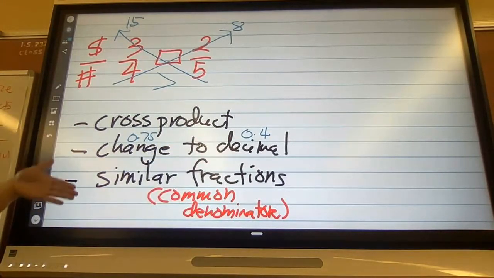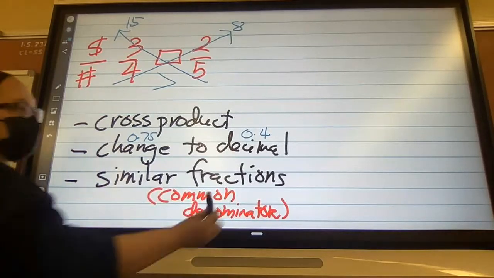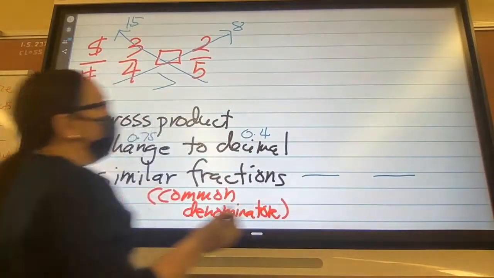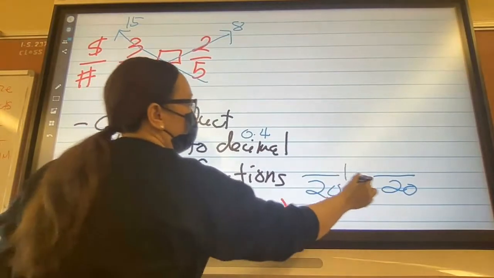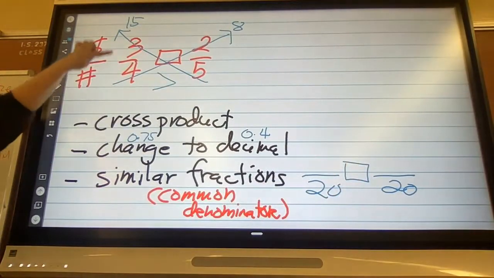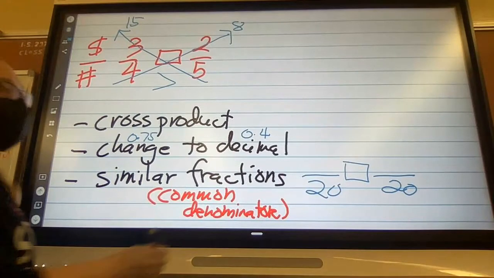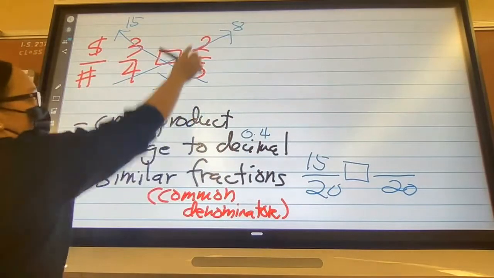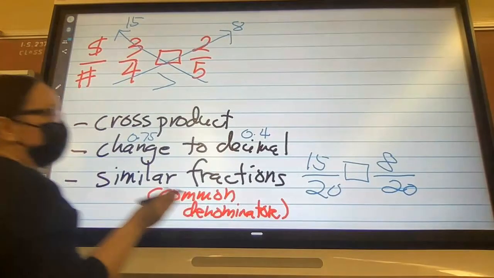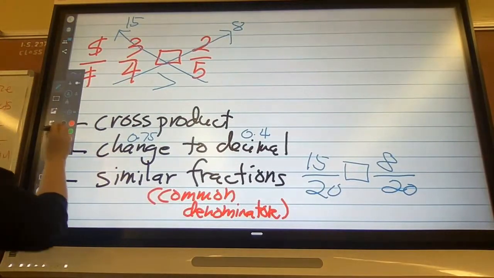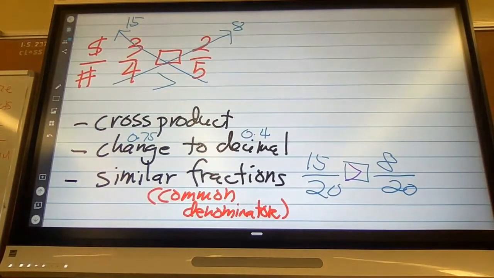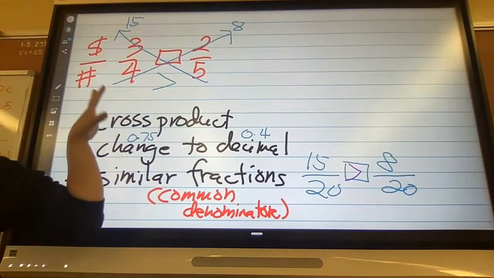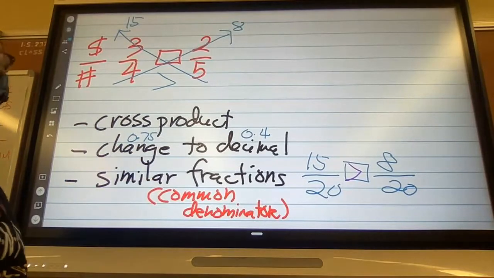Or similar fractions. How could we make similar fractions? What is our new denominator? Going to be what? 20. So if this is 20, what will this be? 15. And if this is 20, what will that be? So obviously, we could always say that this is greater than the other one. Alright? So this is one we already learned when we had ratios.